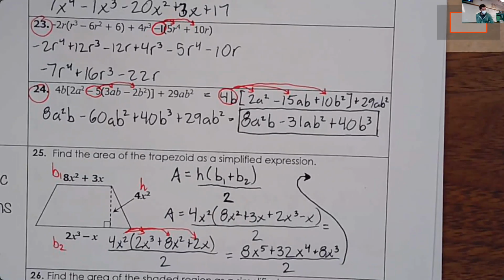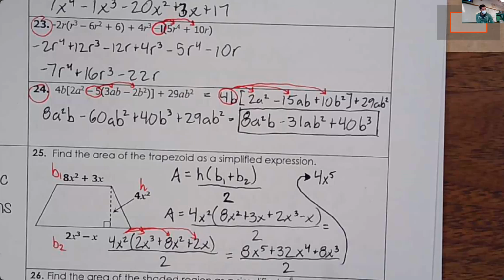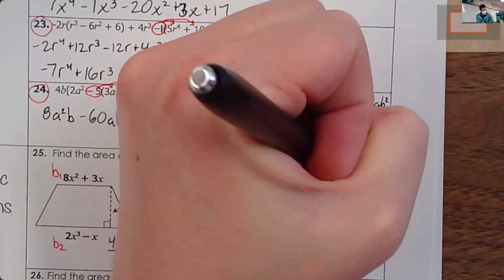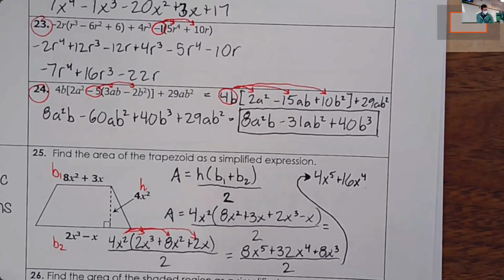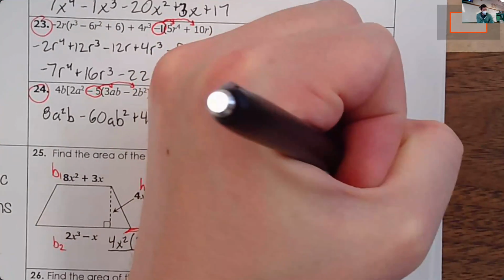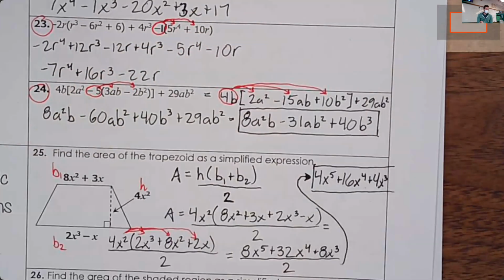8 divided by 2 is 4. So this will be 4x to the fifth power. 32 divided by 2 is 16. So plus 16x to the fourth power. And then 8 divided by 2 again is 4. So plus 4x to the third power. That's our answer for the area of the trapezoid right over here.